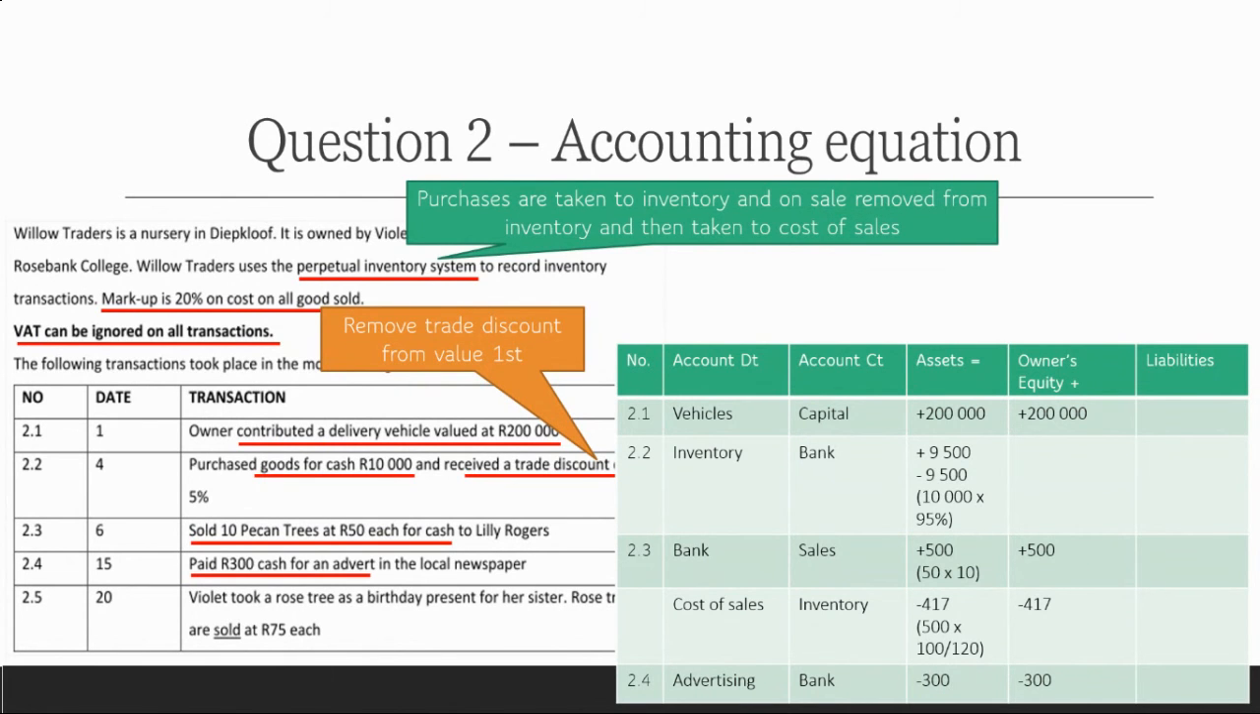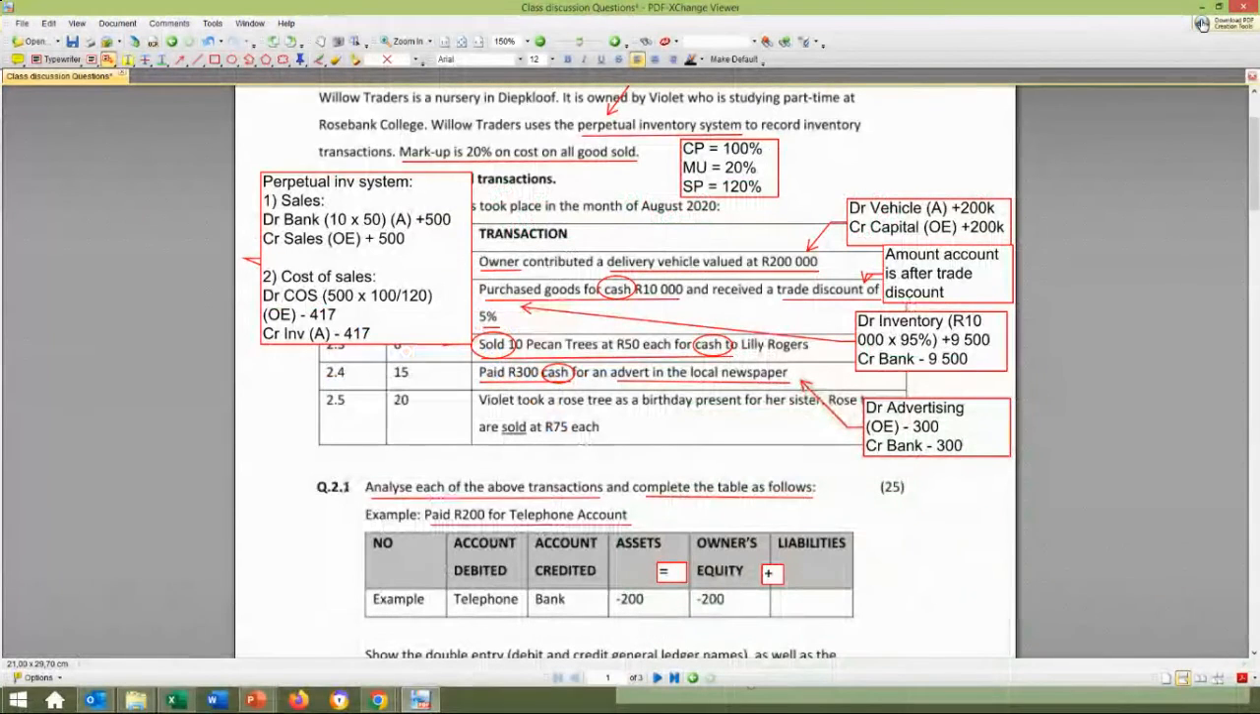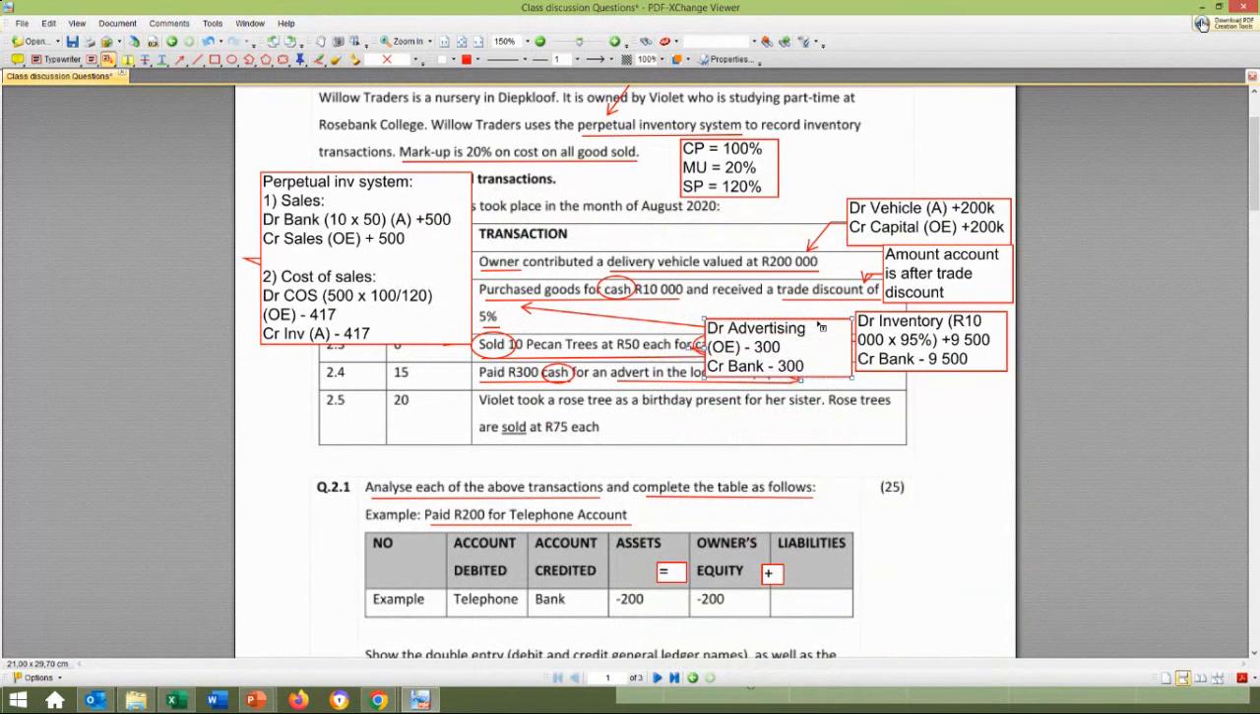Then the last transaction is Violet took roses. Let me just move this transaction there so we can see what's in here. Violet took a rose tree as a birthday present for her sister. Now remember, Violet is the owner. She took a rose tree for her sister and these are sold at 75 Rand each. When the owner takes something for their own personal use, this is called drawings.